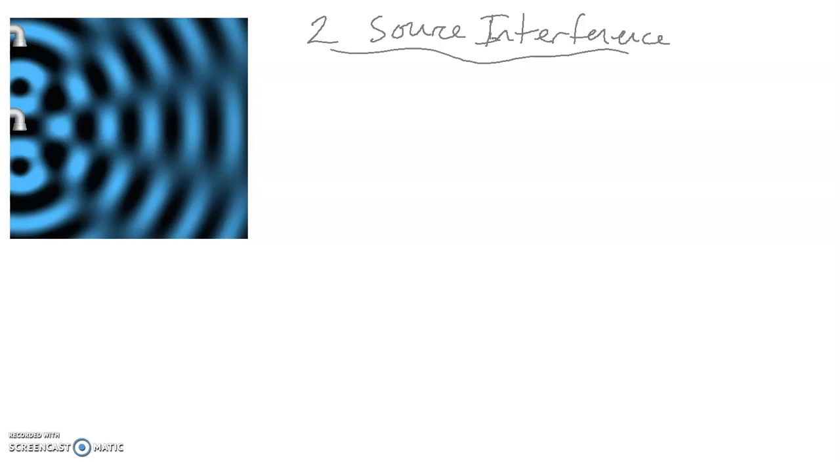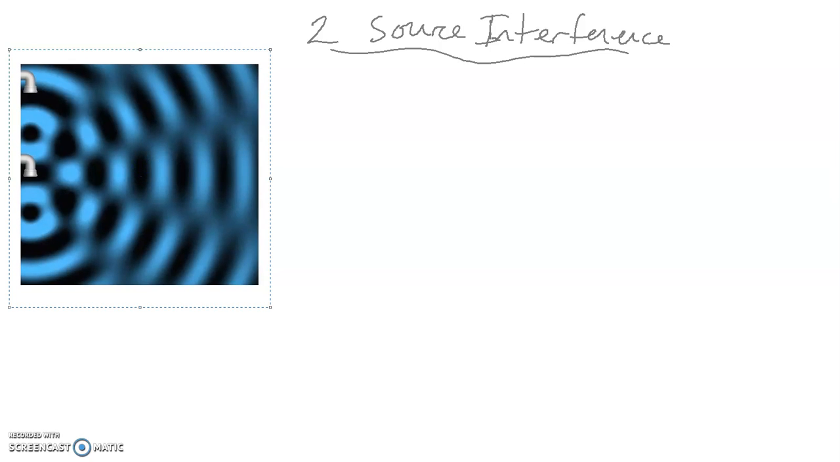So in two-source interference, we've got this sort of little fan pattern. We've got different areas where there's big waves and small waves. Now, if we analyze this a little bit, I'm going to move this down just a little bit more. Okay, there we go.